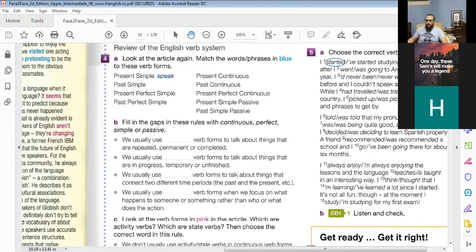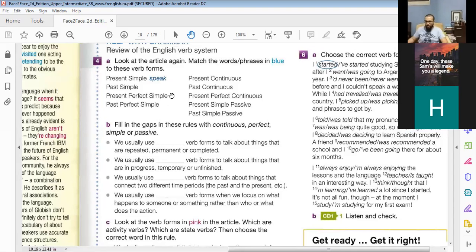So they just want us to find the right verb forms from the text itself, and they're all in blue. It's not too hard, but it's a nice, refreshing exercise, I guess. So the first thing we need to look for is past simple, and like I said, they're all in blue.